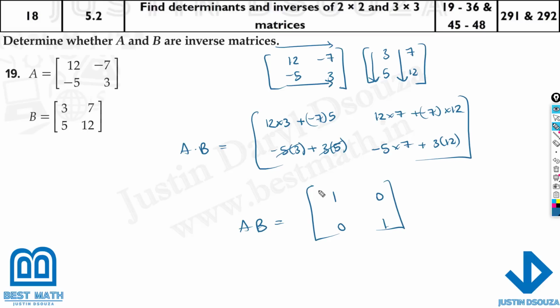Now the same thing needs to be done to B and A. Now here this was the first step. Step 1, find AB. And we did. This is A, this is B, and we multiplied and we solved. It is identity matrix. It is equal to I, that is 1, 0, 0, 1. Now you need to do B and A.